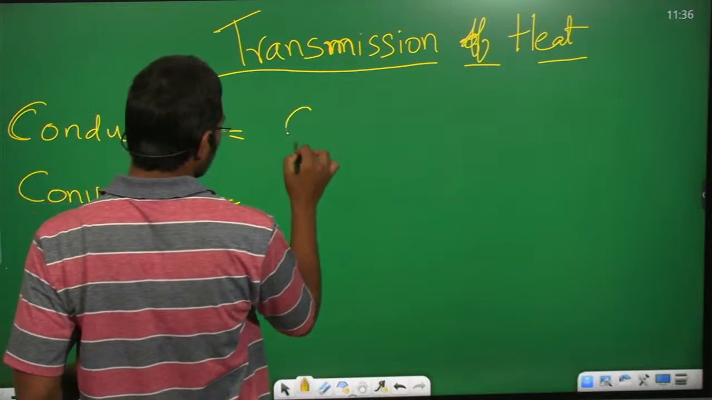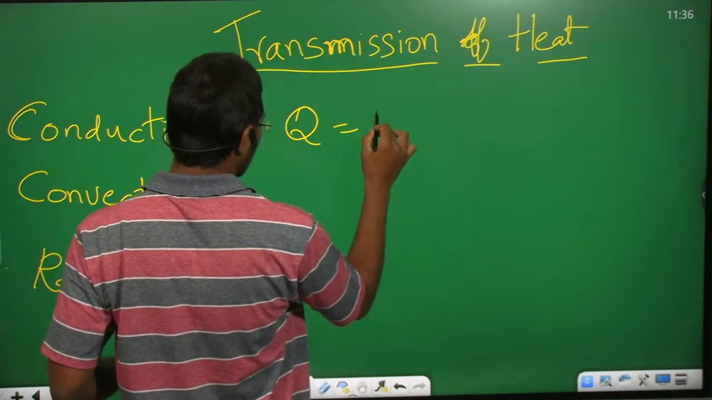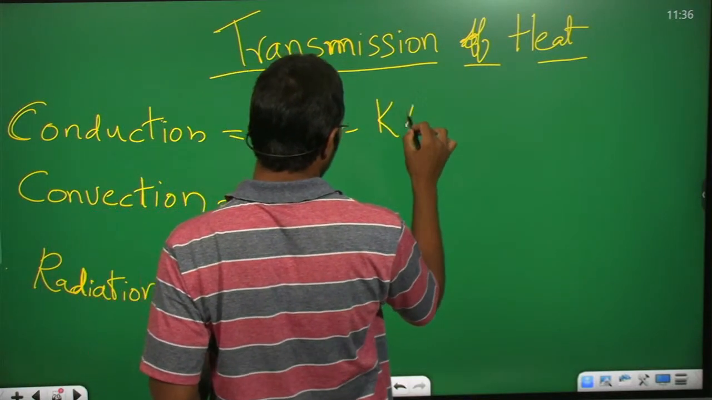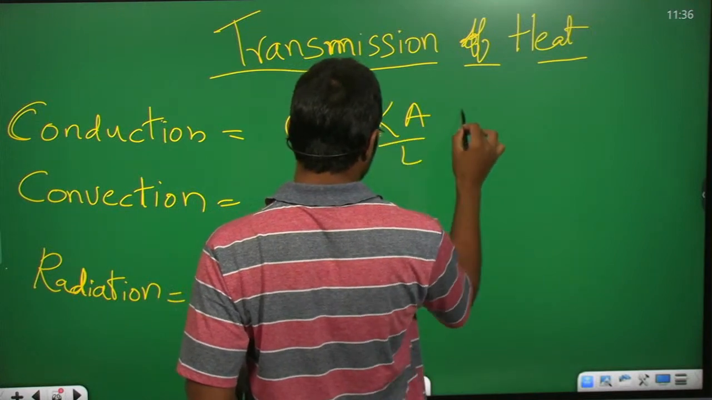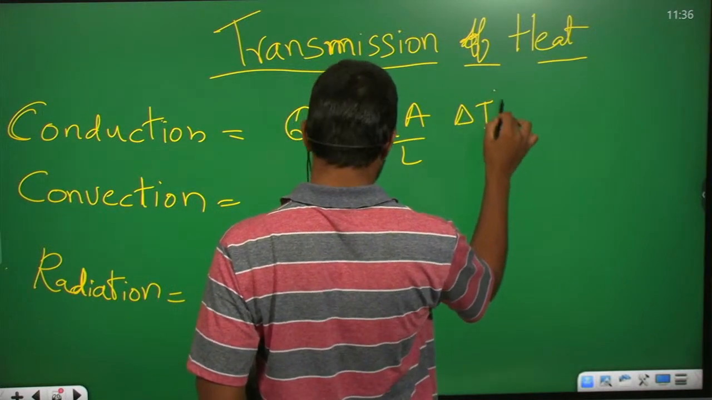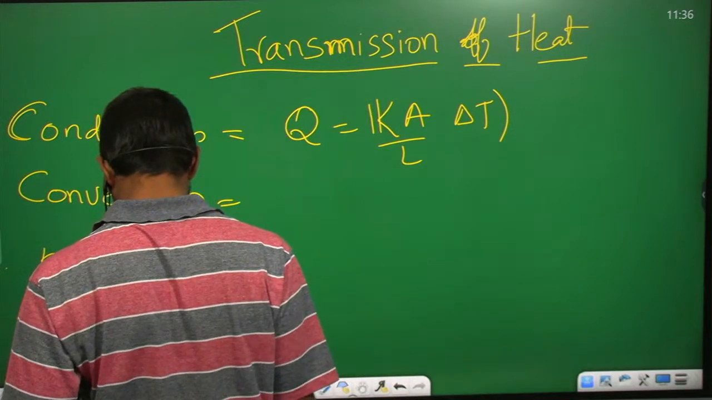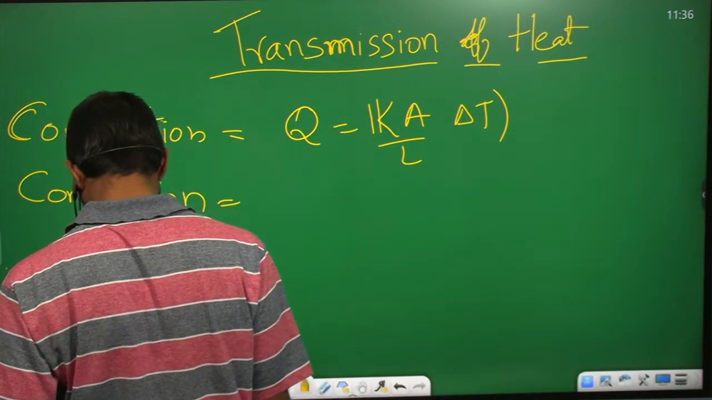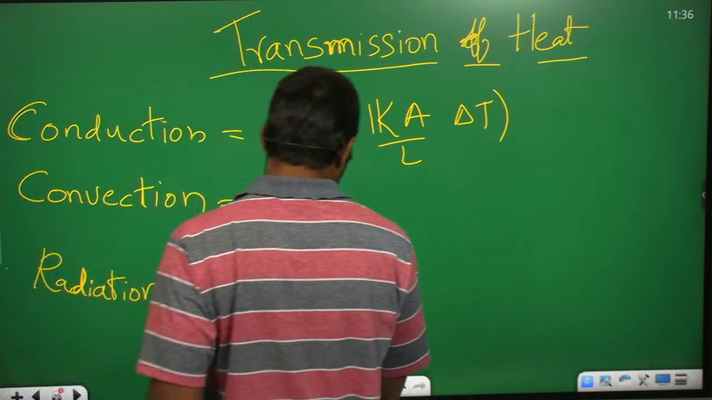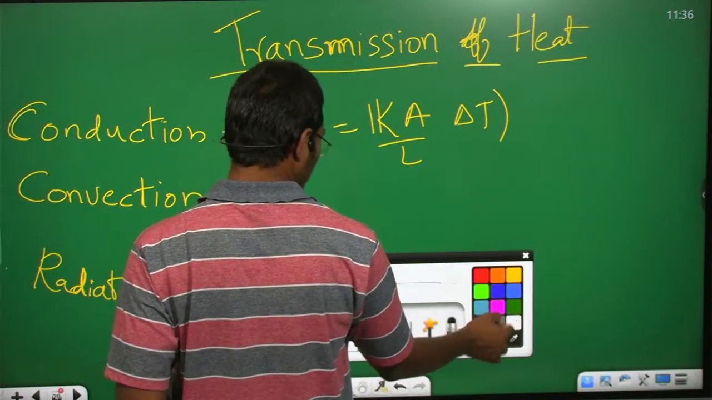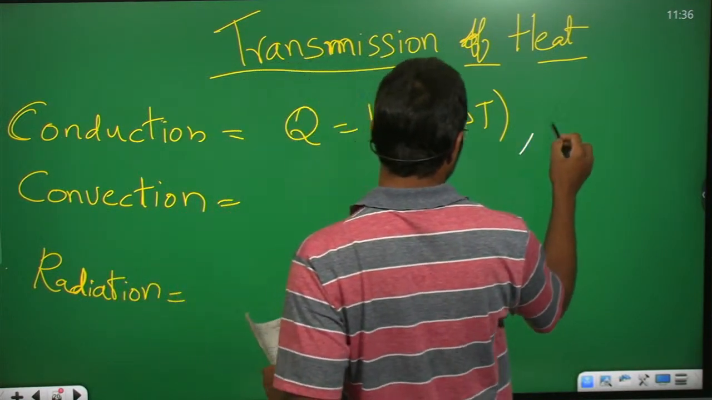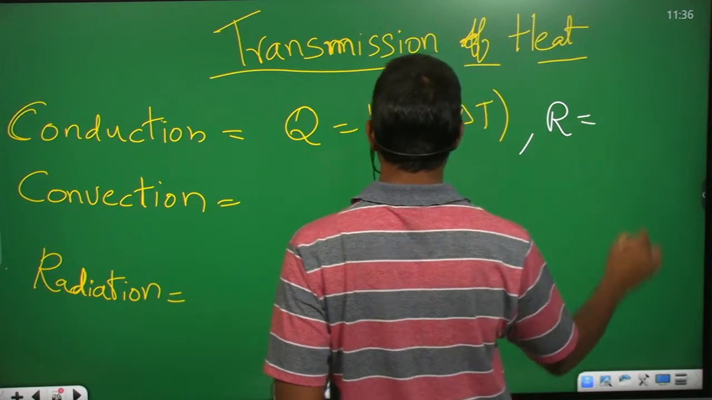Q is equal to KA by L delta T, right? Where resistance is equal to... see, what is the resistance here?